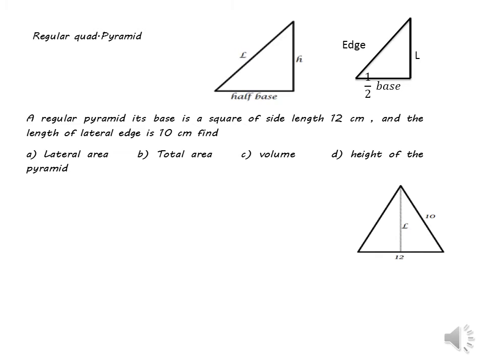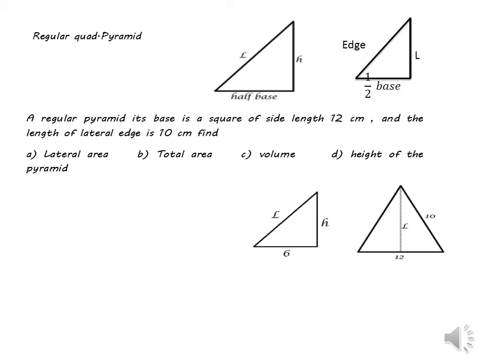We have here an example: a regular pyramid whose base is in the shape of a square, side length equal to 12 cm and length of the lateral edge equal to 10 cm. Find the lateral and total area, volume, and the height of the pyramid. First, let's draw the first triangle, which contains the base of the pyramid and the lateral edge.